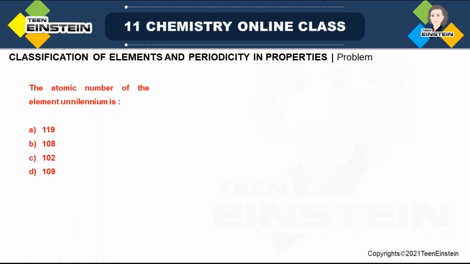Now based on this, if we solve this problem, the idea will be clear. The question is asking the atomic number of the element un, nil, nium, that is given. So un, we know it is 1, then nil, it is 0, then we have enn, that is basically 9. So it is 109. So option D should be the correct option. Very easy. And what will be the symbol? Symbol will be U, then N, and then E. U, N and E.